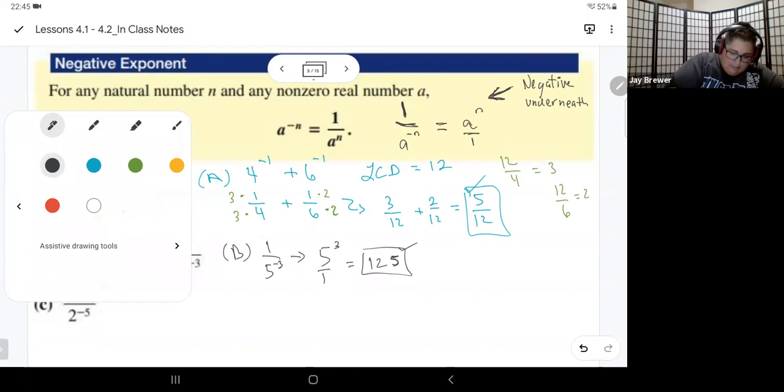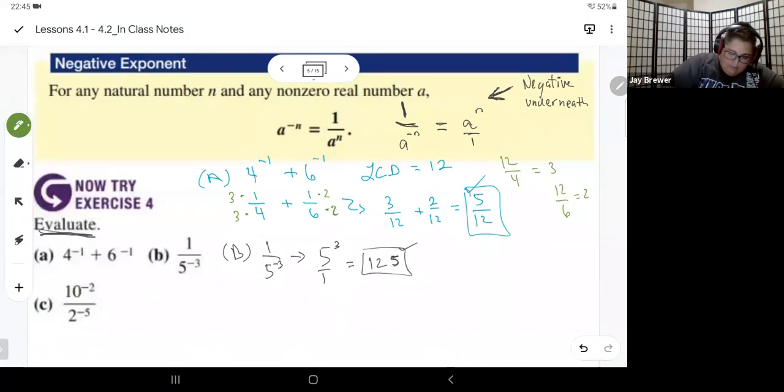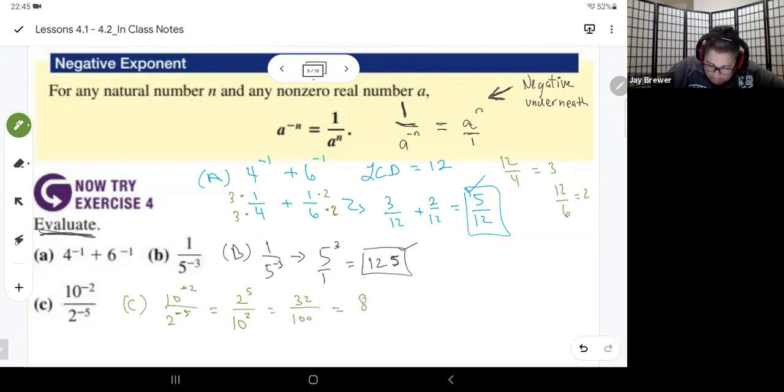And then C is very similar to B. We have 10 to the negative 2 over 2 to the negative 5. Well, we're just going to flip their spots. So 2 is going to come up top with a positive 5 now, and 10 is going to go to the bottom with a positive 2. 2 to the 5th is 32, and 10 squared is 100. Both can be divided by 4, so you end up with 8 over 25.